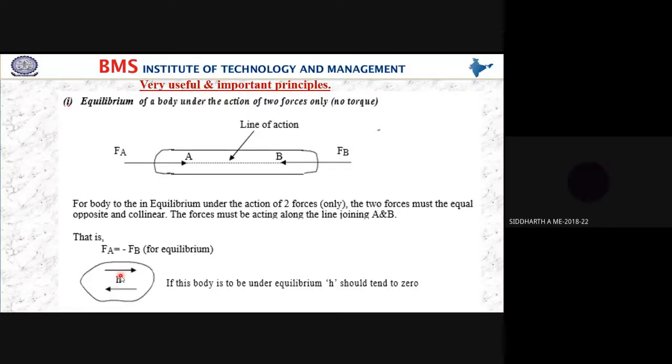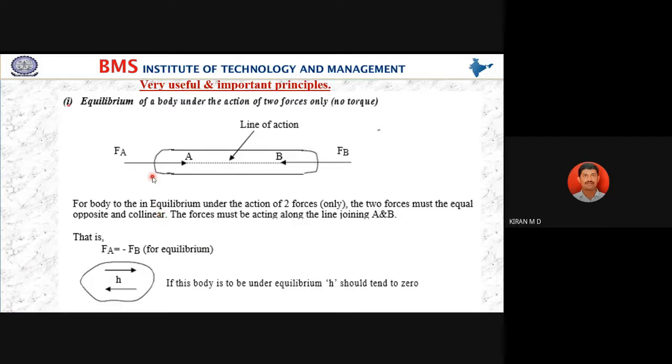Rotate. Okay, so this will become a couple. It will not become equilibrium. It will become the couple. So if you want to balance this couple, you need to apply the same, opposite direction couple in the same plane. That we will discuss later when we are solving the problem.